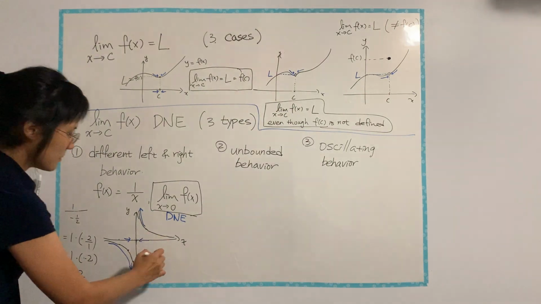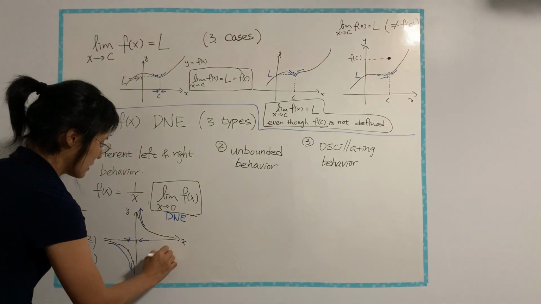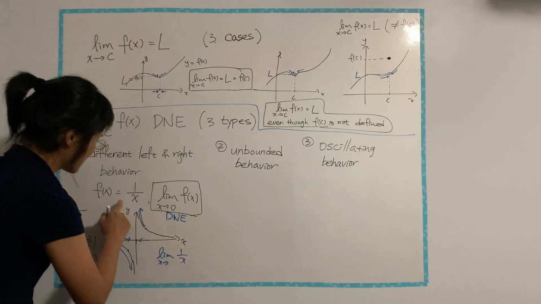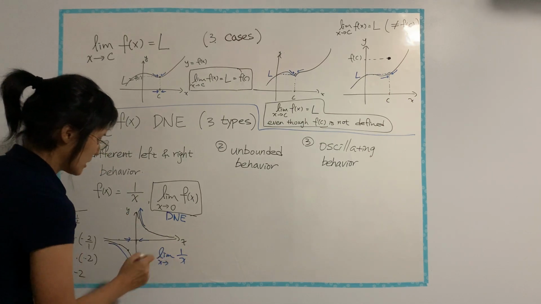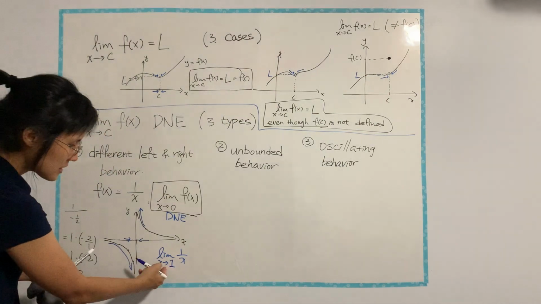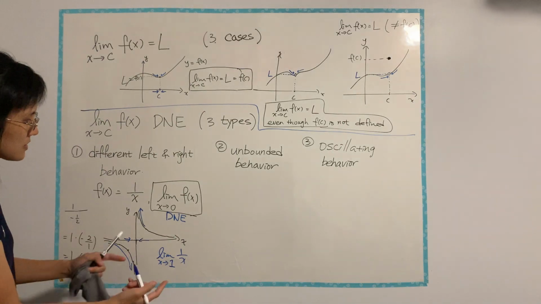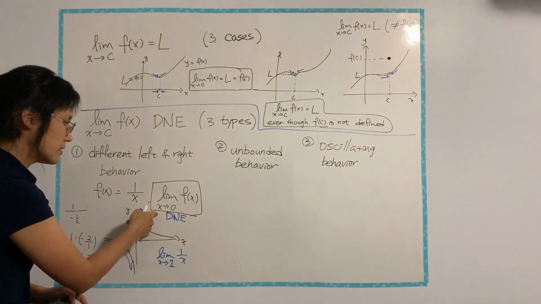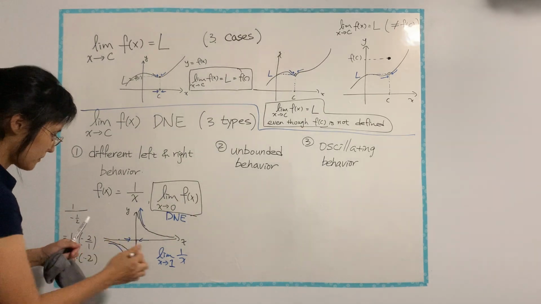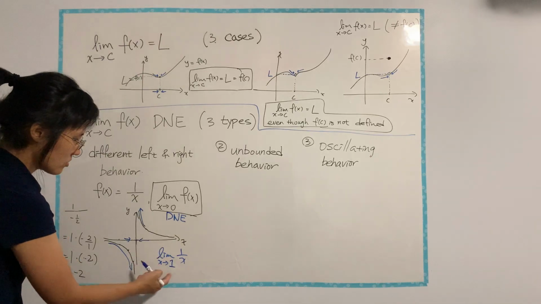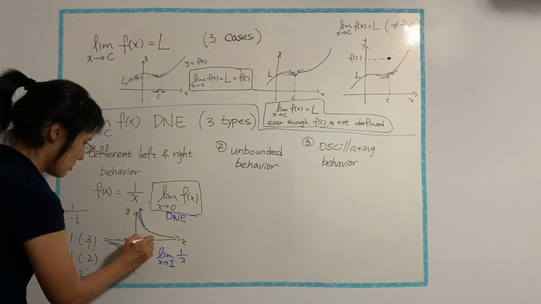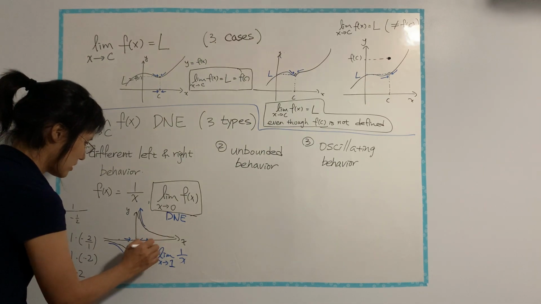But if I'm looking at the same function, the limit of 1 over x, so that's the f, where x approaches 1, then remember I kept saying the what and the where are important information. You cannot just skip it. Here I have the same function but a different location. The 1 is over here, so this is where x equal to 1.